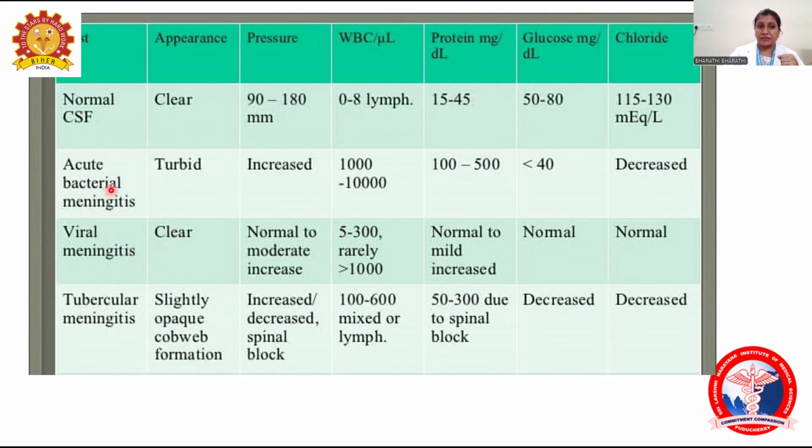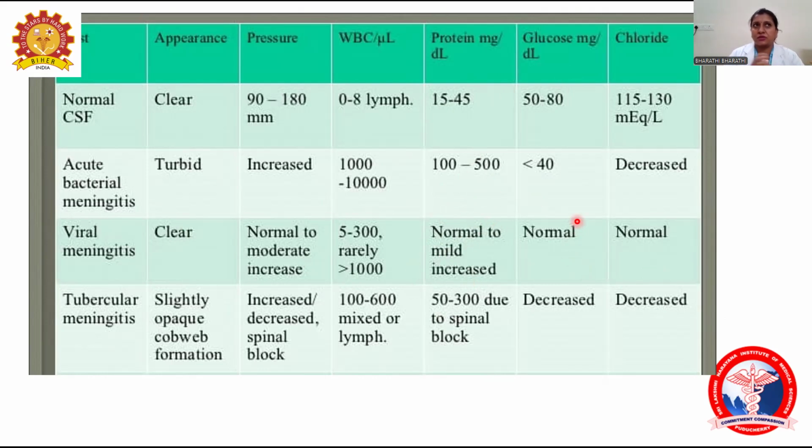So in bacterial meningitis, the protein level will increase, like 100 to 500. In viral, the protein level is mildly increased, like normal to mild. And in tubercular, it is static, like 50 to 300, and it's due to spinal block that it becomes static. So why is there an increase in protein concentration in case of meningitis?